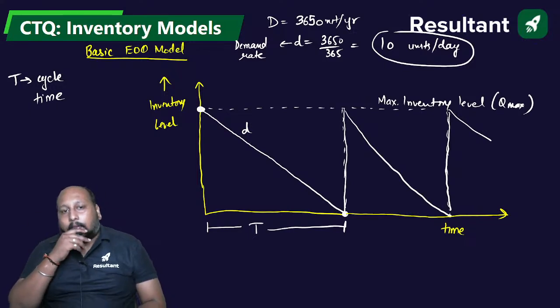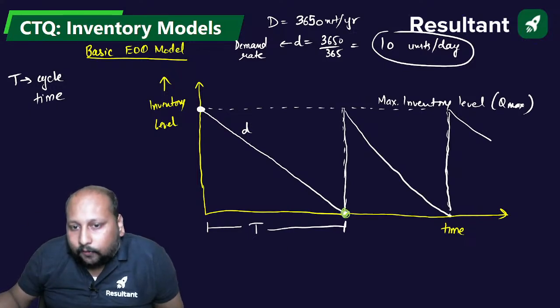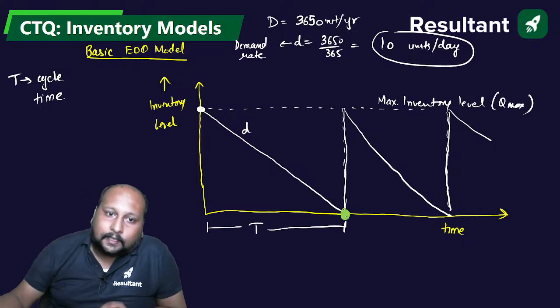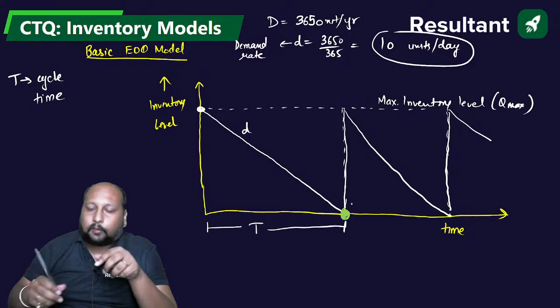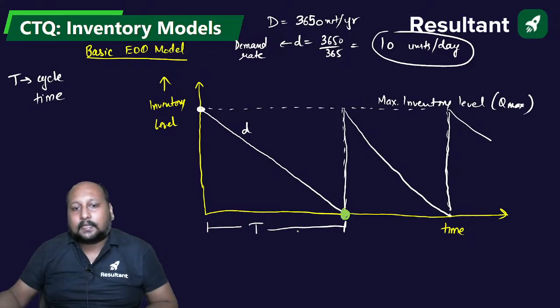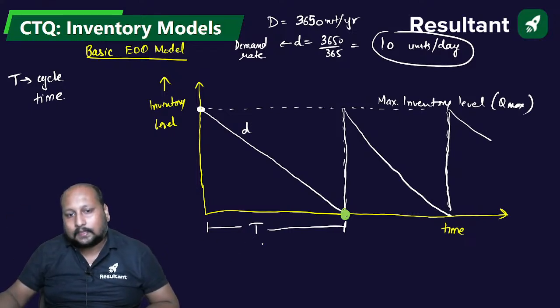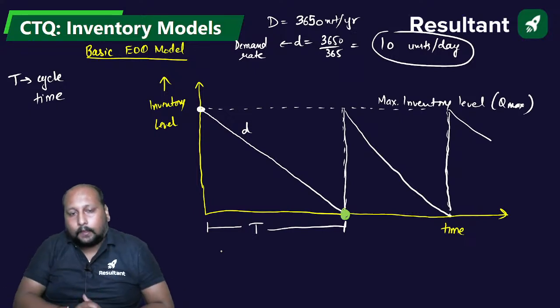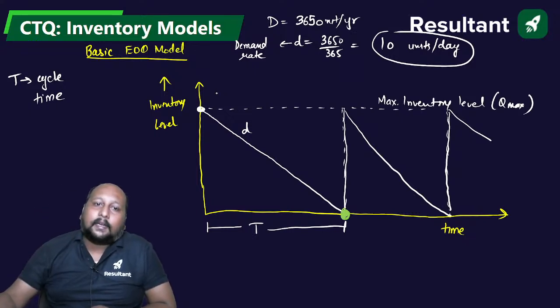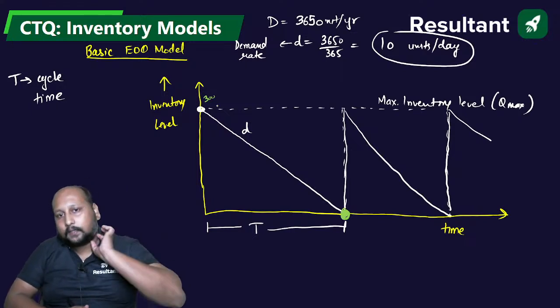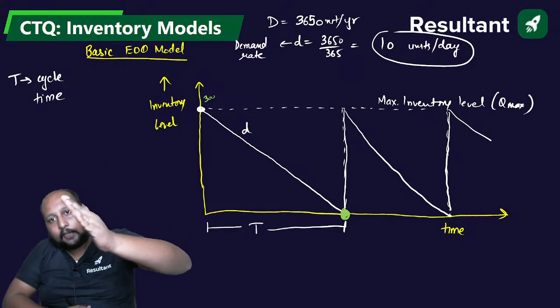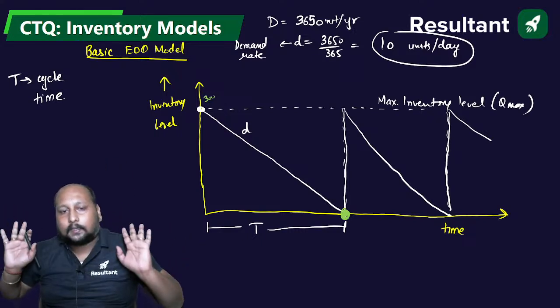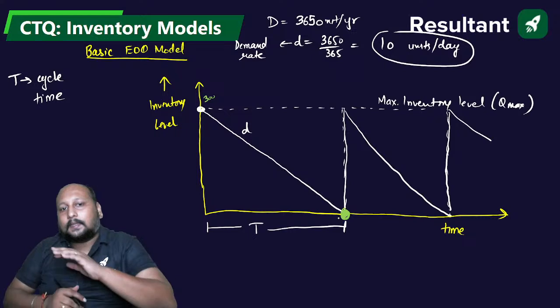Now tell me one thing. At this point the inventory is becoming zero. This is the max inventory. Let us suppose this is 1 month, so this time cycle is for 1 month. In 1 month we'll be having 300 units, I'm taking a reference of 300 units initially. Every day 10 units is being consumed, and for 30 days it is coming to zero. After 30 days it comes to zero.